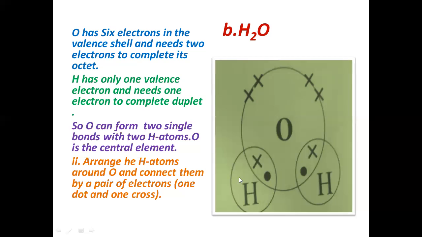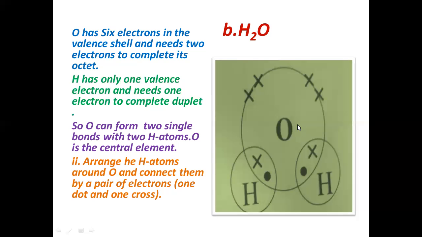This is not compulsory, that you have to represent the electrons of the central atom with dots or crosses. It's up to you if you want to represent it with crosses or with dots, no problem, both will be correct. So these crosses are the electrons of the oxygen, which is the central atom, and the dots are the electrons of the two hydrogen atoms, which they share with the one electron of oxygen, and then in turn will form two single covalent bonds with oxygen. So this is one single covalent bond with oxygen, and this is the second single covalent bond of hydrogen with oxygen.